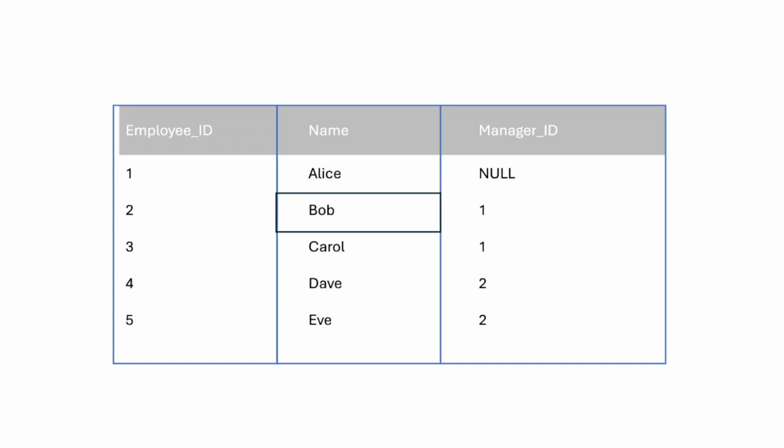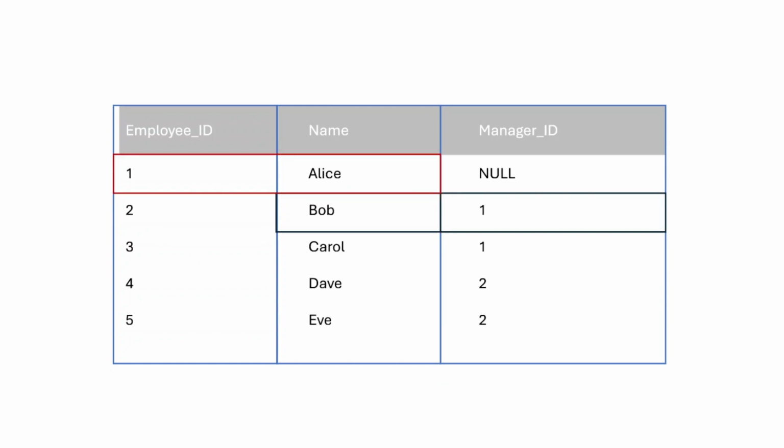Take Bob, for example, right? It says his manager ID is 1, and that number on its own doesn't tell us much. But if we look further down the same table, we see that employee ID 1 belongs to Alice. And that's how we know Bob reports to Alice. This type of structure is common in real-world data, right? One row points to another row in the same table, and we need to connect the dots.